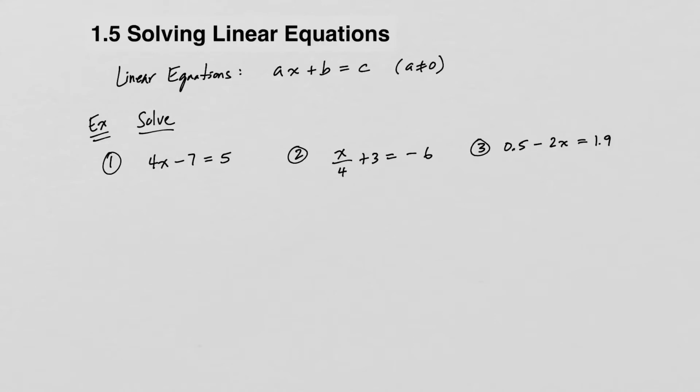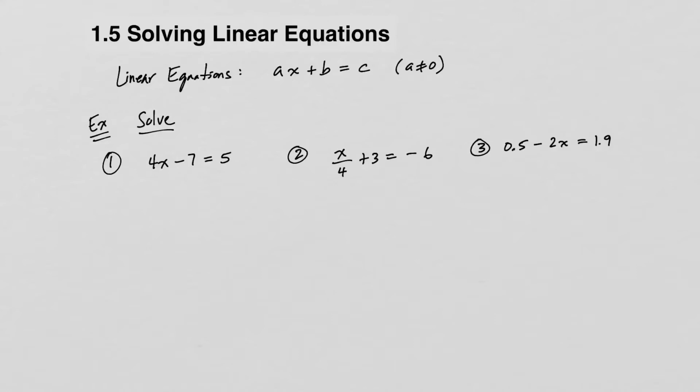So in our first example, we have 4x minus 7 is equal to 5. And you'll notice that this exactly fits this format. Now, what we want to know is what is the value of x that makes this equation true? And for some of these initial examples, you might even be able to solve these equations without doing any work. But we always want to make sure that we show all of our steps when we're solving problems.